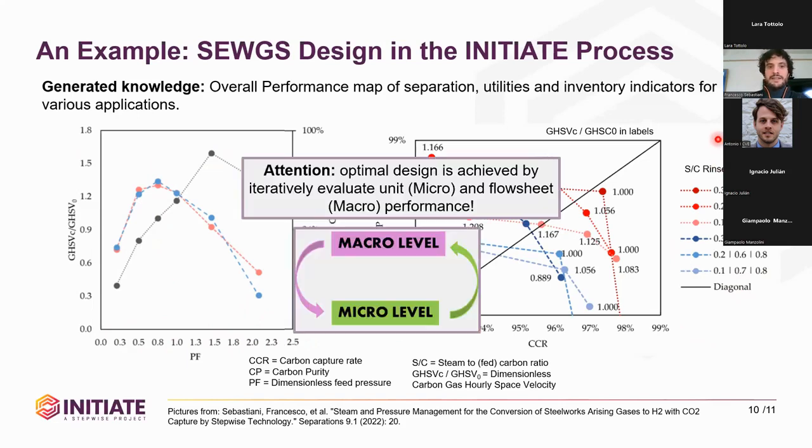What's important then is that the optimal design can be achieved once we iteratively look at the modeling of the micro modeling, so the modeling of the equipment together with the flow sheet, because choices on this level, like the pressure or the steam that we consume, will then affect the macro performance. So there needs to be a continuous exchange of information between how optimized the performance is on a micro level and how optimized it is on a macro level to achieve the overall plant optimum.